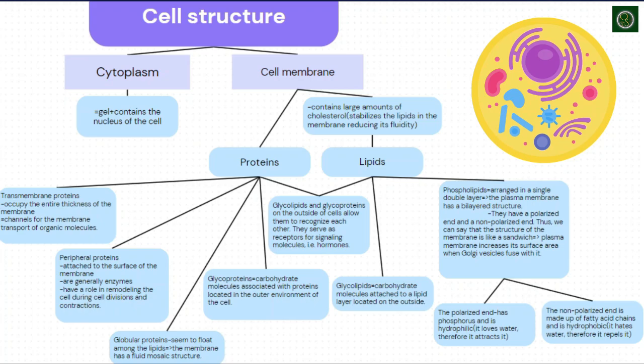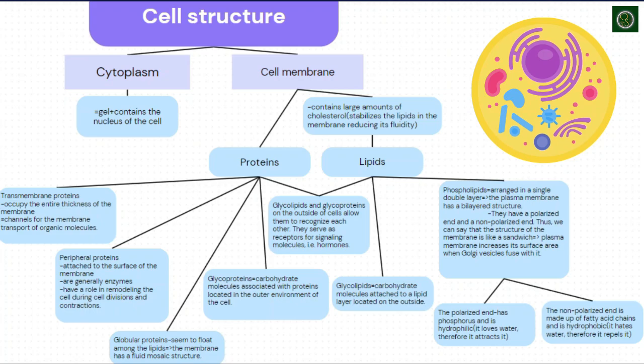The transmembrane proteins occupy the entire thickness of the membrane. They function as channels for the membrane transport of organic molecules. Glycoproteins are carbohydrate molecules associated with proteins located in the outer environment of the cell. Peripheral proteins are attached to the surface of the membrane. These are generally enzymes and have a role in remodeling the cell during cell divisions and contractions.